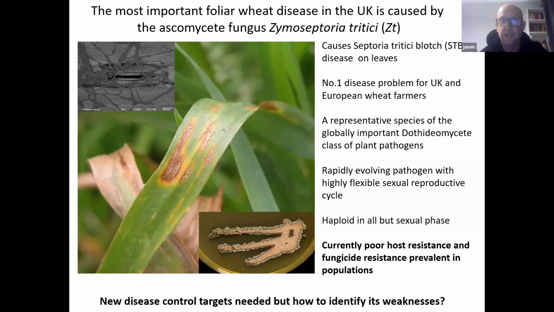In terms of controlling this pathogen, due to this rapid evolution, there is poor host resistance, and whenever new fungicides are applied, resistance occurs very quickly, gets fixed, and is prevalent in populations. There currently is not one single fungicide on the market that, if used in isolation, is effective against this pathogen. So basically, what we need are new disease control targets, and our research focuses on how we can identify the weaknesses that could form those targets.